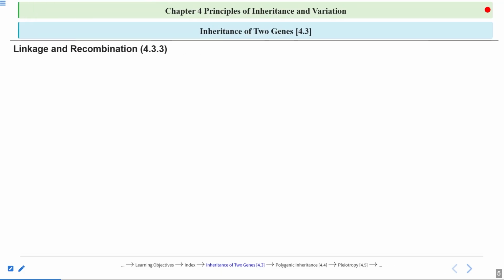So let's start with the first topic, linkage and recombination. Linkage and recombination was discovered by Morgan. He coined the term linkage and recombination. So what did Morgan do? Morgan conducted dihybrid crosses in Drosophila. Like Mendel conducted dihybrid crosses in the pea plant, similarly Morgan also conducted dihybrid crosses in the fruit fly, Drosophila melanogaster. And why did he conduct these crosses? To study sex-linked genes. He was studying sex-linked genes in Drosophila.